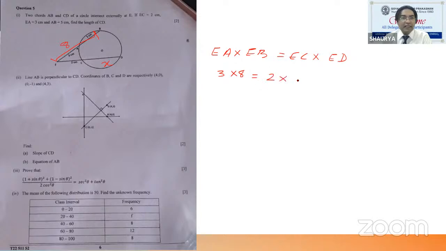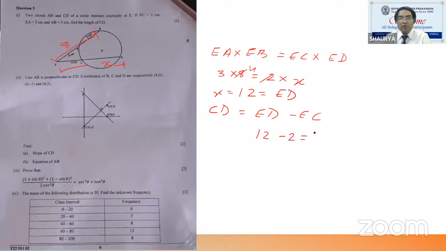And ED would be basically, let's take this entire distance to be X for simplicity. So I'm calling ED to be X. So I get my X equal to 12. Now what is asked in the question is just CD, which will simply be ED minus EC. This X is already ED, which we have calculated. So 12 minus EC, which is 2, will give me the requisite answer, that is 10 centimeters. So this answer is 10 centimeters, a 2 marker question.